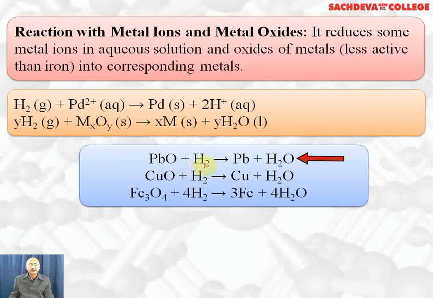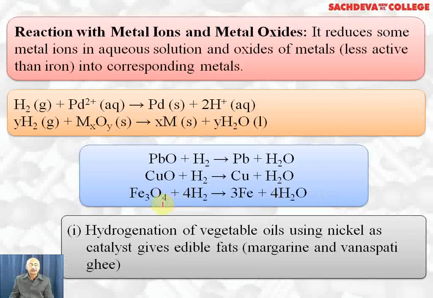PbO is reduced with hydrogen to give Pb plus water. Copper oxide is reduced by hydrogen to give copper plus water. Fe3O4 is reduced with hydrogen to give Fe plus water. Out of these, Fe3O4 is difficult to reduce. PbO and CuO are easily reduced.